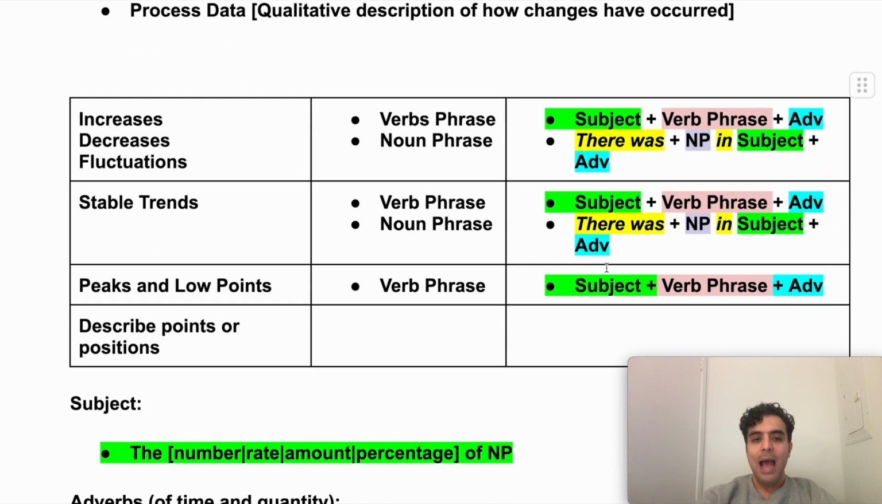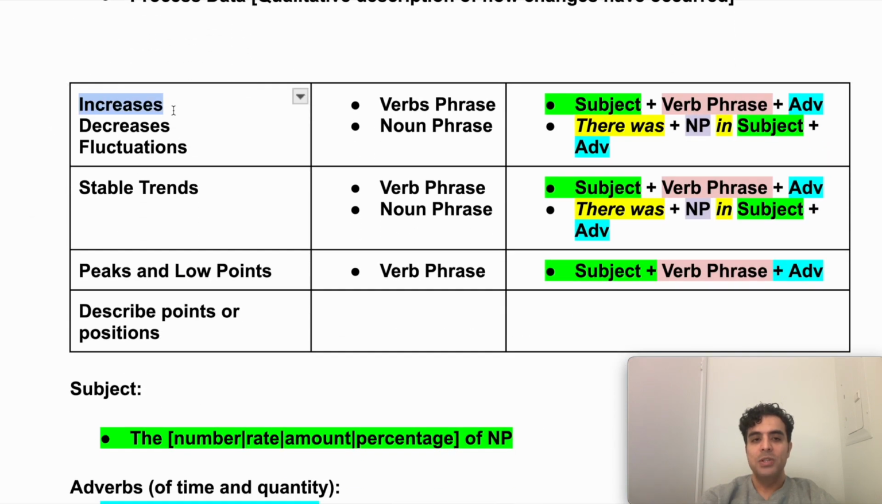So we've looked at the structures for describing increases, decreases, and fluctuations. We've looked at the structures for describing stable trends. We've looked at structures for peaks and low points. Now it's time for us to look at the structures we can use to describe points or positions. Let me very briefly tell you what I mean by a point or a position.